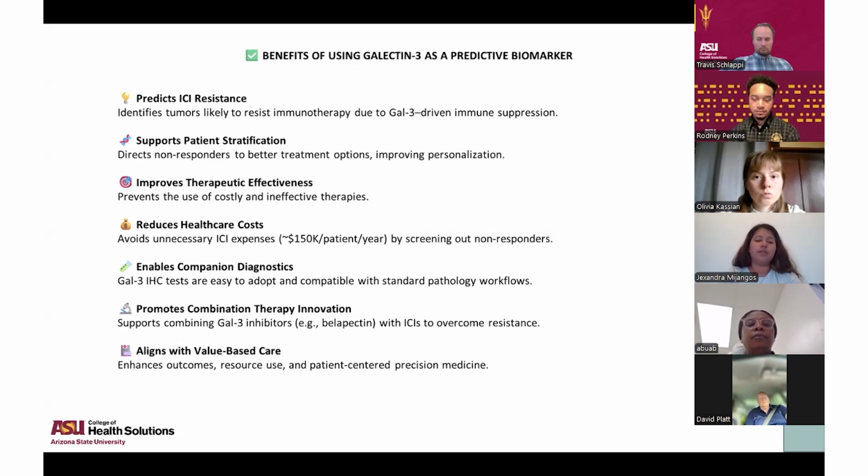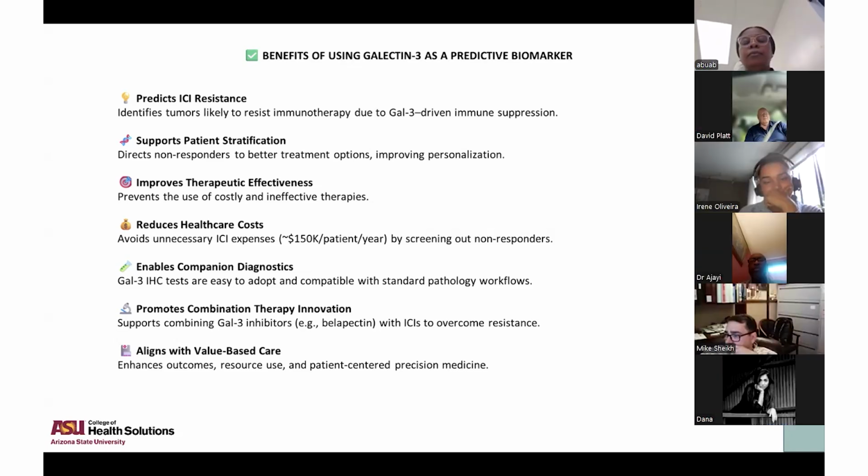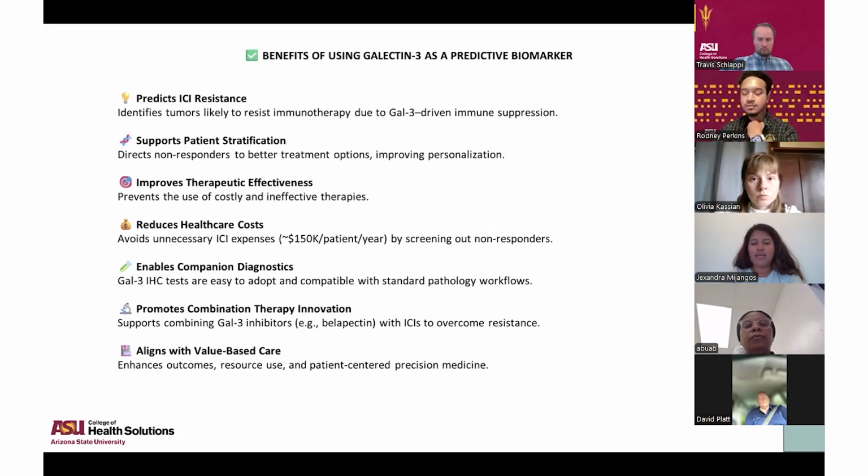According to our research, ICIs cost roughly $150,000 per patient per year, and galectin-3 screening prevents wasteful spending on non-responders. The economic models show even limited exclusion of galectin-3 patients leads to enormous savings. It also enables companion diagnostics in precision oncology. Galectin-3 immunohistochemistry is available and easy to integrate into the routine of other pathology workflows. And it's also compatible with formalin-fixed paraffin-embedded tissues and cost-efficient for large-scale use.